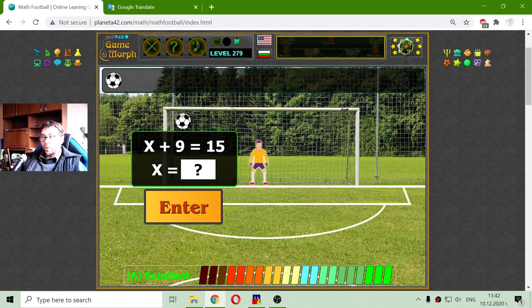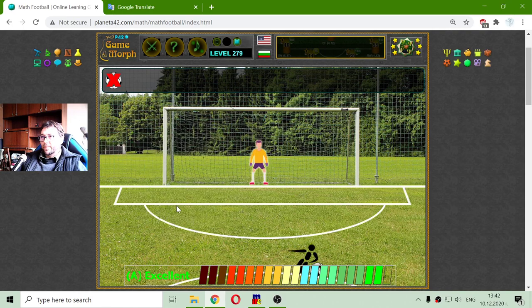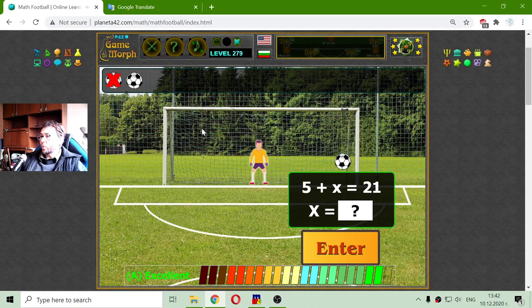So in the first equation, I will make it wrong to see what will happen. And the goalkeeper managed to push out the ball from the door. Now I will try to make this correctly, so I can make the goals.